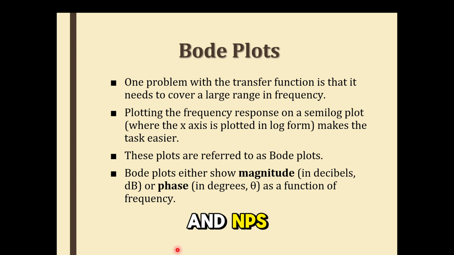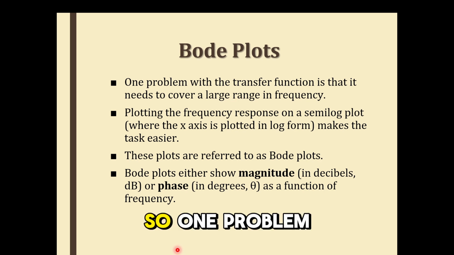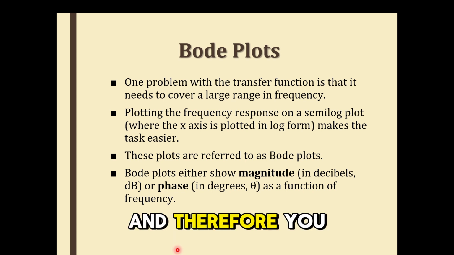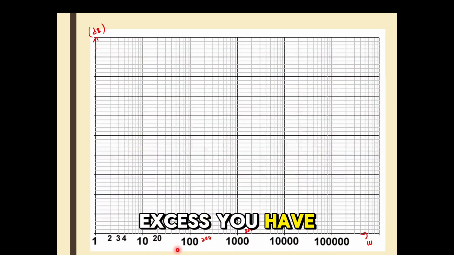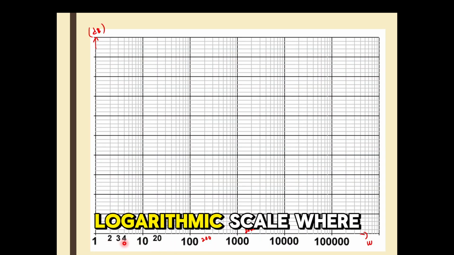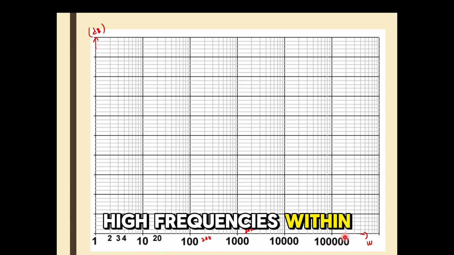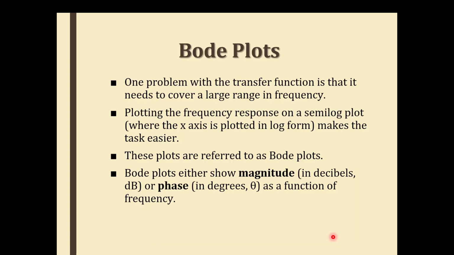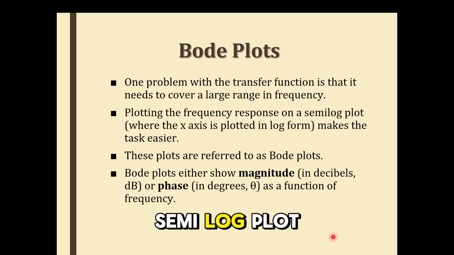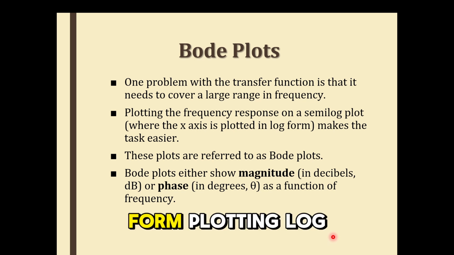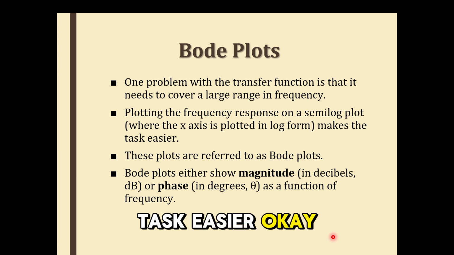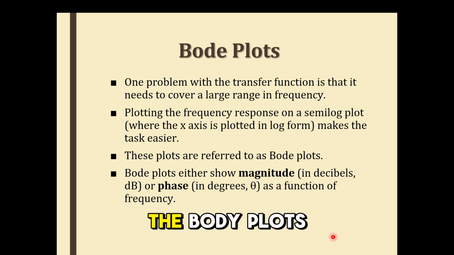And one problem with the transfer function here is that it needs to cover a large range in frequency, and therefore you see in the x-axis you have this logarithm scale, where you can cover a lot of frequencies, including high frequencies, within one single graph. So plotting the frequency response is a semi-log plot, where the x-axis is plotted in log form, which makes the task easier. These plots are known as the Bode plots. With Bode plots you can draw both the magnitude and the phase.